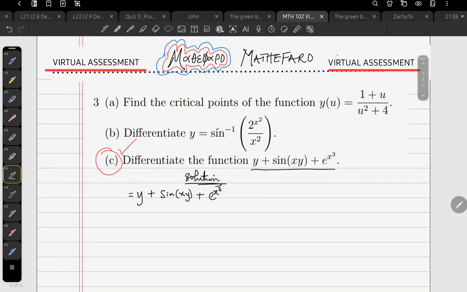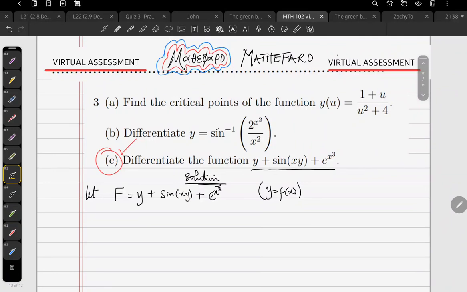So this question has no equals sign defined for us, so it is not an equation. But of course, we can represent it by a letter. So let f be equal to y plus sine xy plus e to the x cubed. And the assumption here is that y is a function of x, so y depends on x.